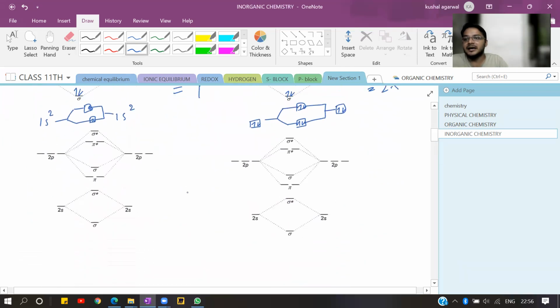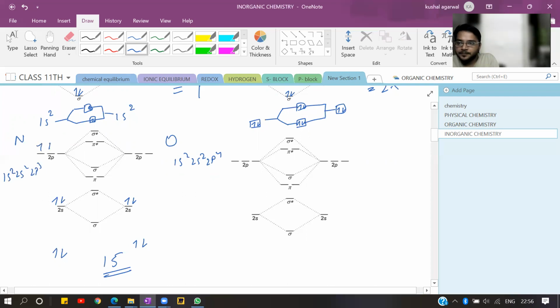Now let us check NO and NO positive. Say here I am placing nitrogen and here oxygen. So the total number of electrons you can count is 15. Nitrogen has 1s fully filled and 2s half filled. So 1s2, 2s2, 2p4 for oxygen, and here 1s2, 2s2, 2p3 for nitrogen.